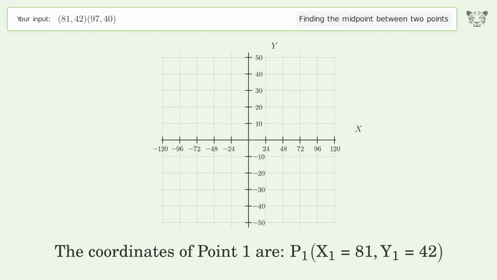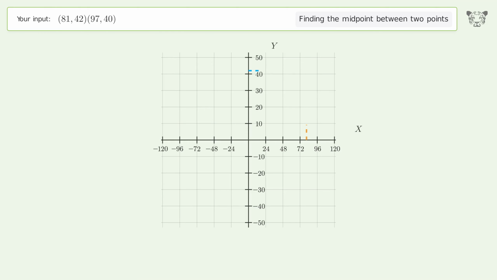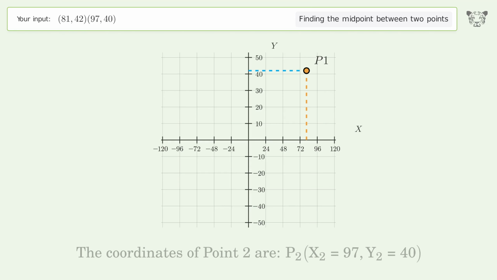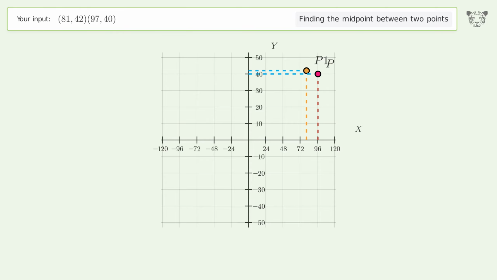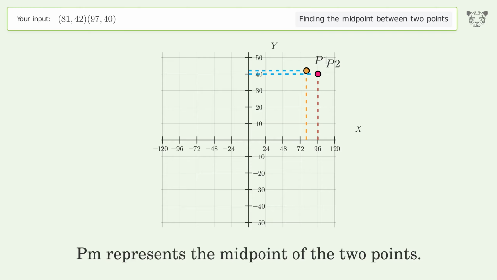The coordinates of point 1 are x1 equals 81, y1 equals 42. The coordinates of point 2 are x2 equals 97, y2 equals 40. PM represents the midpoint of the 2 points.